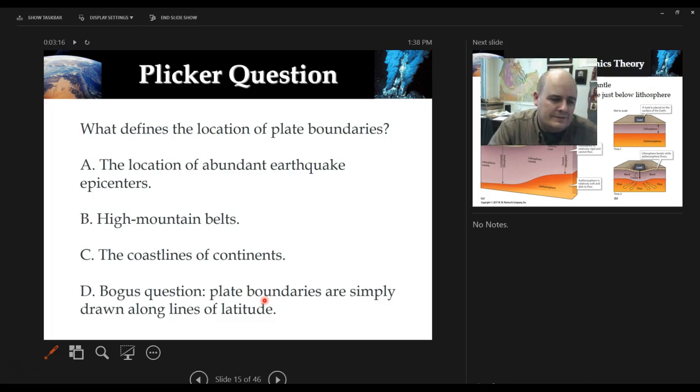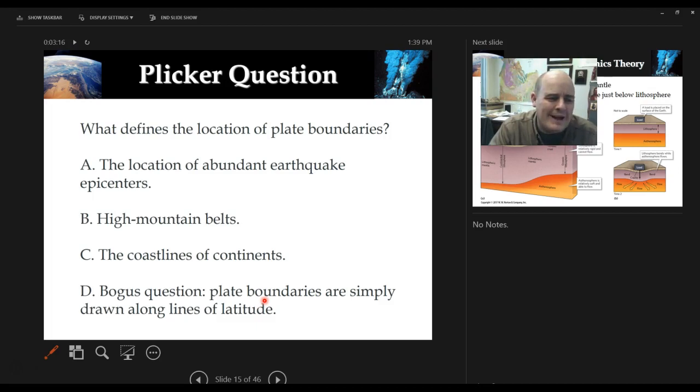Okay. So what defines the location of plate boundaries? It's a lot of things. Okay, it's the location of abundant earthquake epicenters, the high mountain belts, the coastlines of continents. These are all true, right? This was supposed to be a trick question I did for my students in class, and it's the high mountain belts that work, the location of abundant earthquake centers work. The coastlines of continents don't necessarily work because it really depends on if there's a continental crust below there or not.